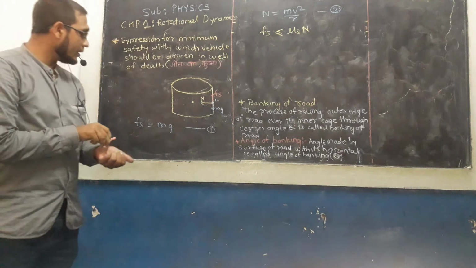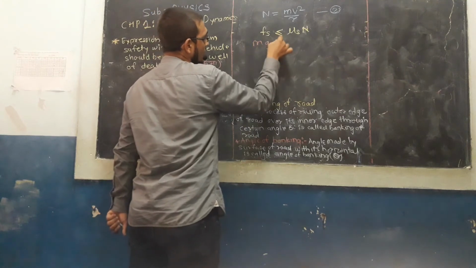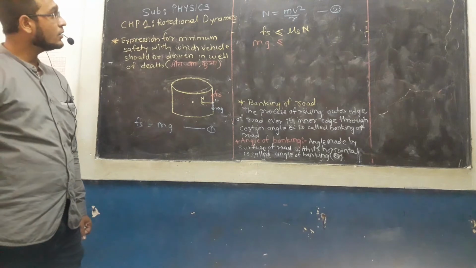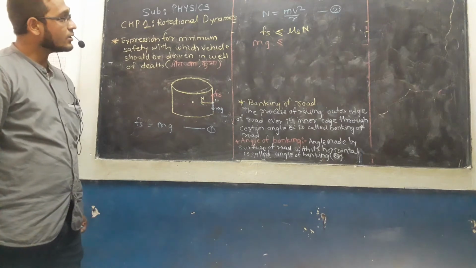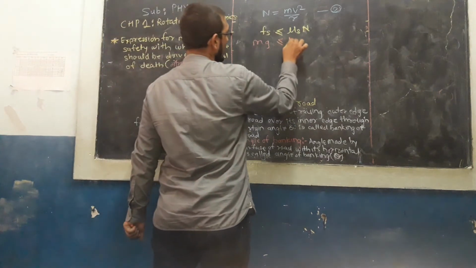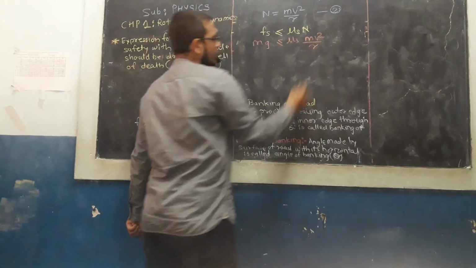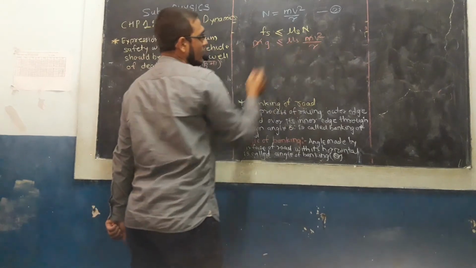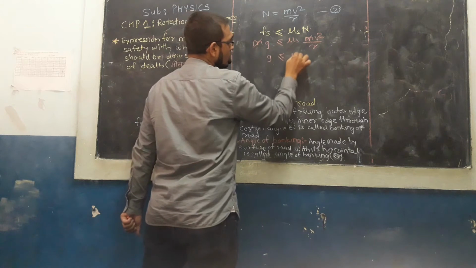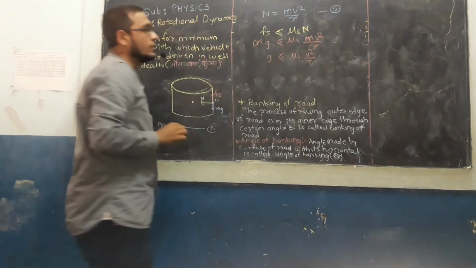So if I put the value of Fs, what is Fs? Fs is nothing but mg. So mg is less than equal to mu s into N. What is N? Mv square upon r. Now m gets cancelled. What is remaining? g is less than equal to mu s into v square upon r.